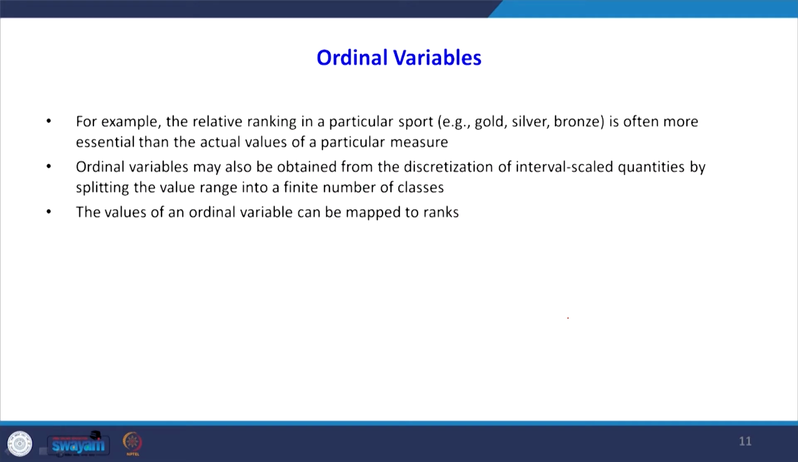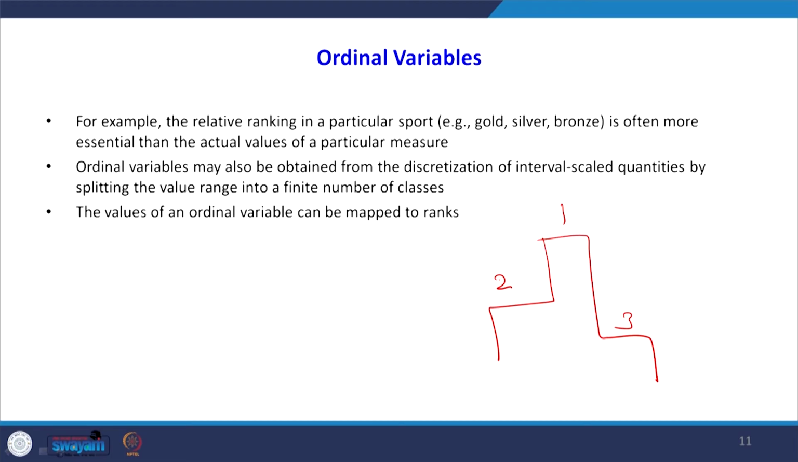For example, the relative ranking in a particular sport. Gold, silver, bronze is often more essential than the actual value of particular measures, because there may be different scales. So rank 1, rank 2, rank 3. This person gold, this fellow silver, this fellow bronze. Here what is more important is the rank, not the actual measures.